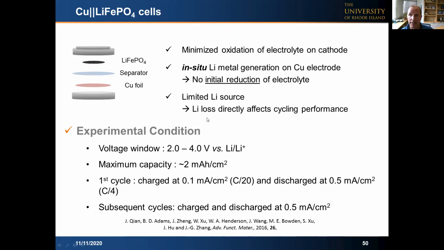And this is really nice in terms of research because basically there's not a lot of lithium present in these cells to be cycled back and forth. And so if you're losing lithium during the process, the cells will fade very, very rapidly. And so you can get pretty rapid results.